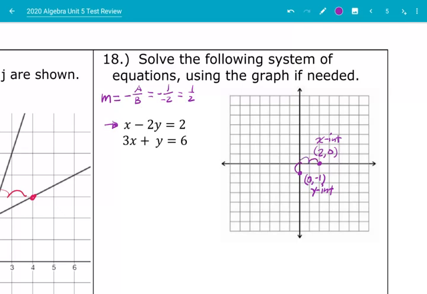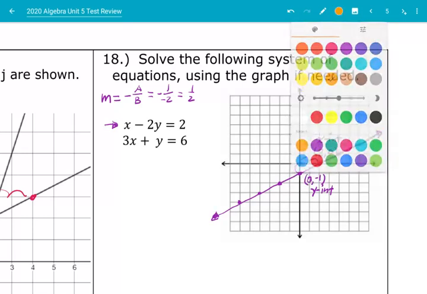So we can put some more points on if we want to. Back 2 and down 1, back 2 and down 1, up 1 over 2, up 1 over 2. There we go. Now we can draw a nice line. There it is.